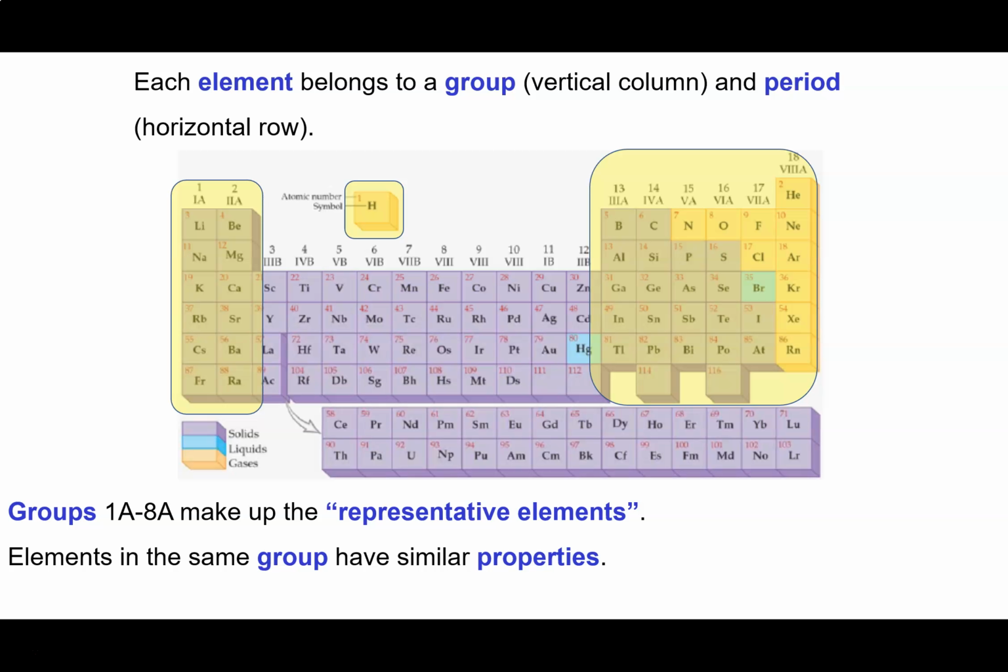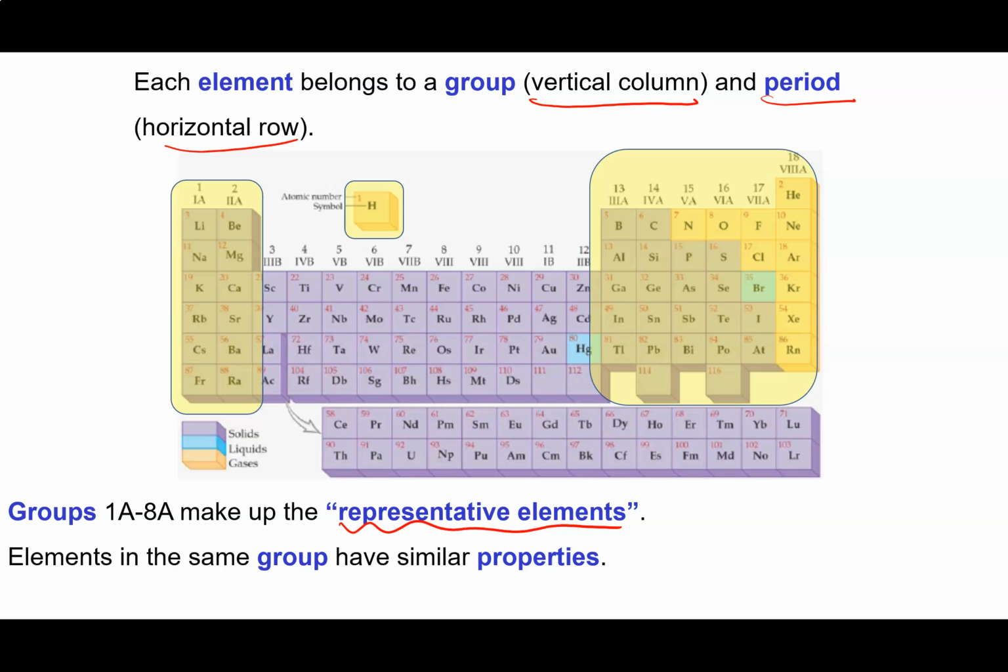Okay, so the elements of the periodic table can be assigned what we call a group and a period. A group is a vertical column, and a period is a horizontal row. Often the periods are not labeled. We'll talk about that in a moment, but normally the groups are. Those elements in groups 1A through 8A that I've shaded here are referred to as the representative elements.